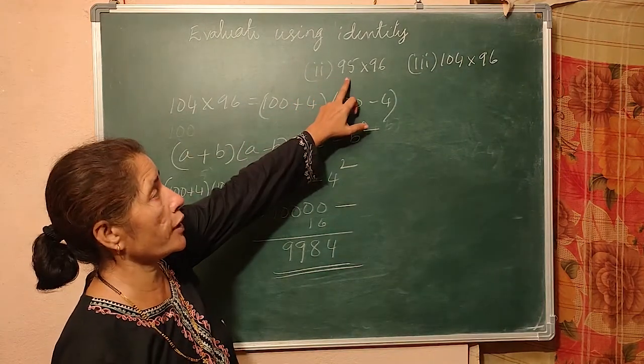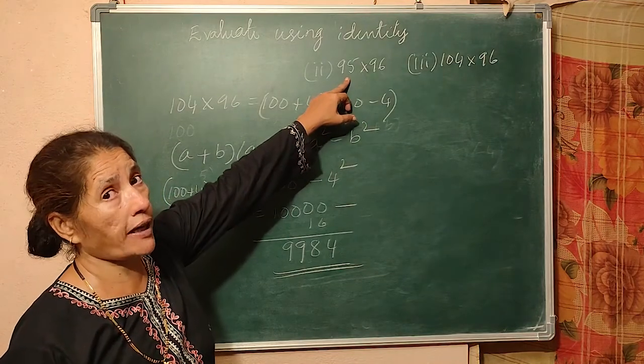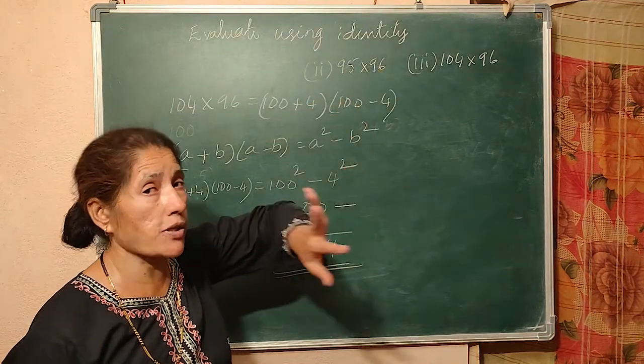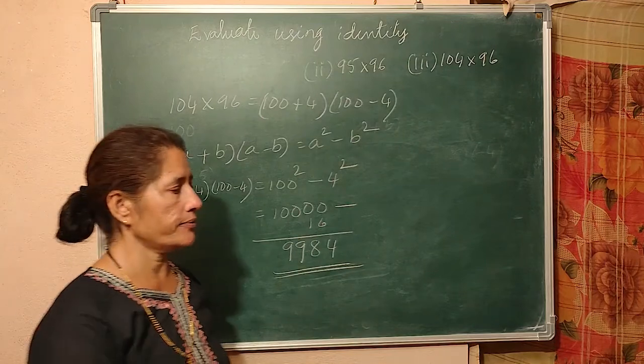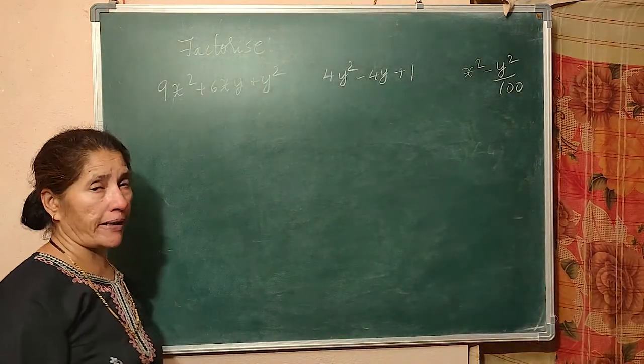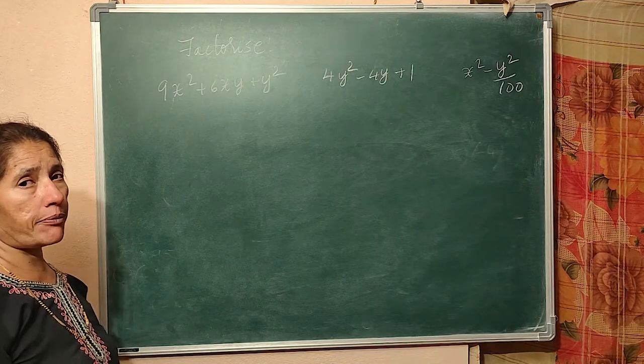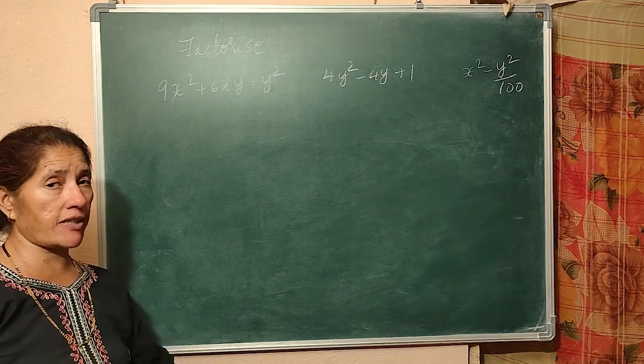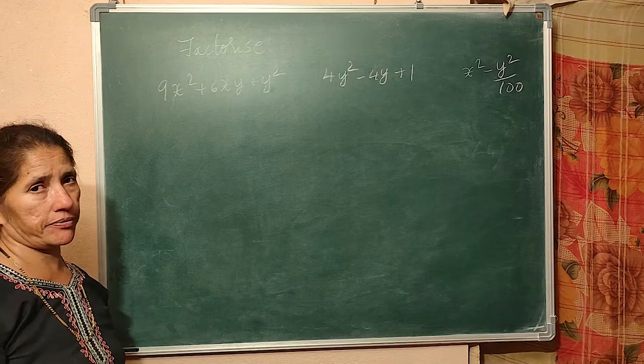So, I hope you understood when and where to use what identity. See, here you put 90 plus 5 and 90 plus 6 also. That also is correct. You understand? Now, last question of my today's class. You do the rest of the sums and let me verify it later.